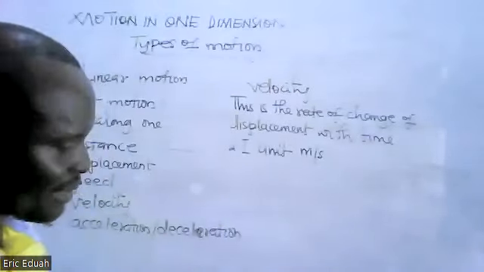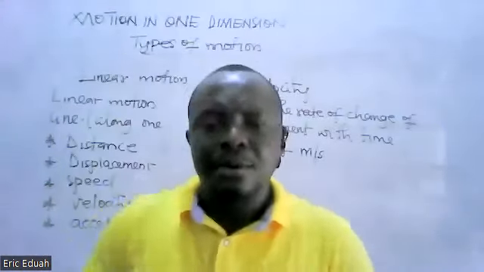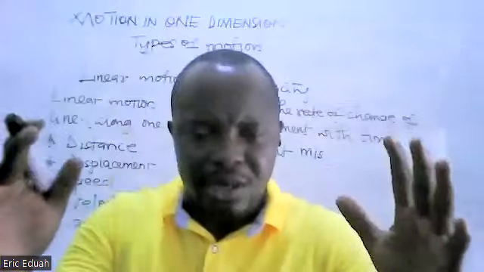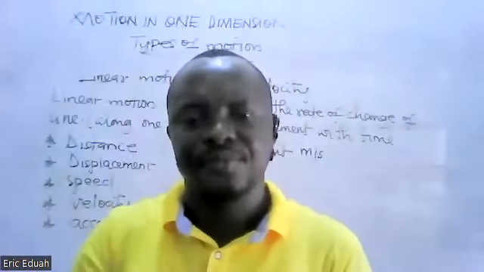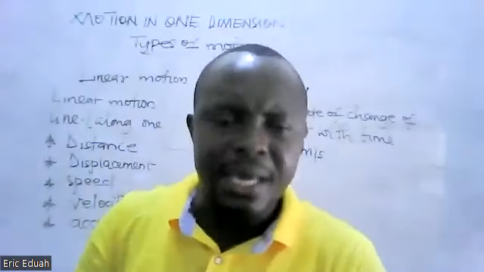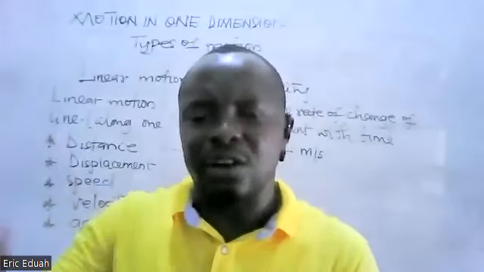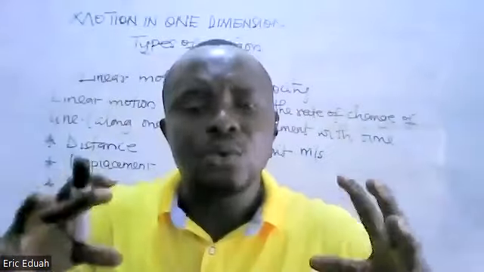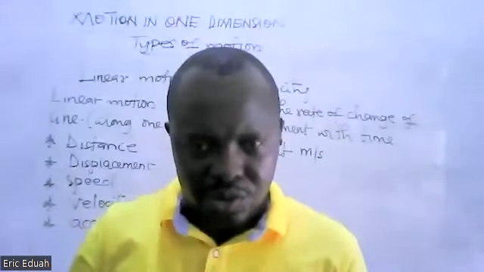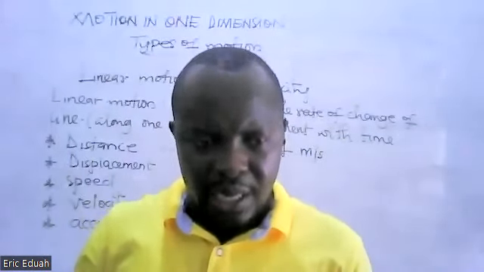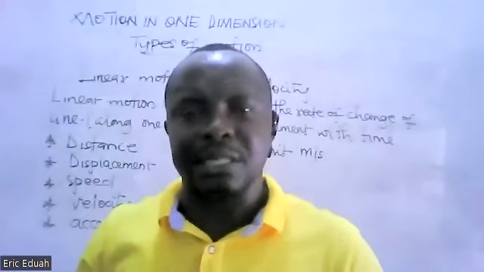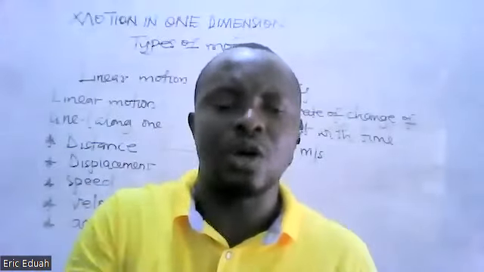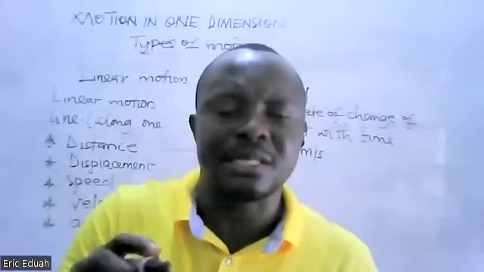So the SI unit of velocity is the same as the SI unit of speed, meter per second. In fact, in terms of magnitude, speed and velocity are the same. They both have the same magnitude. So a speed of 10 meters per second is also equal to a velocity of 10 meters per second.